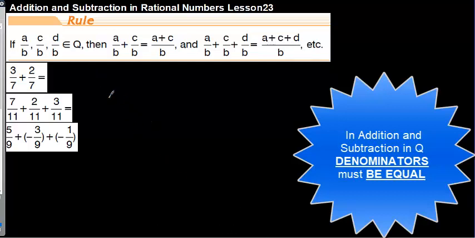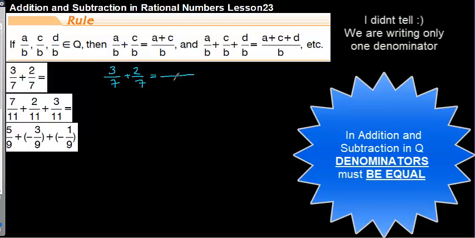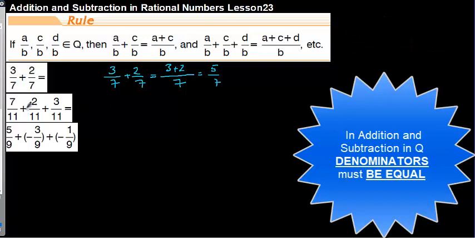3 over 7 plus 2 over 7, it's going to be equal to, by the important rule, and again, I'm telling you, this is very important, 3 plus 2 over 7, which is equal to 5 over 7. Here for the second one, 7 plus 2 is equal to 9, plus 3 is equal to 12, so it's going to be equal to 12 over 11. The common denominator must be used.